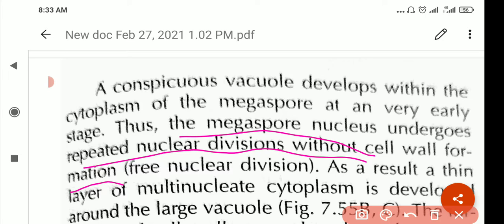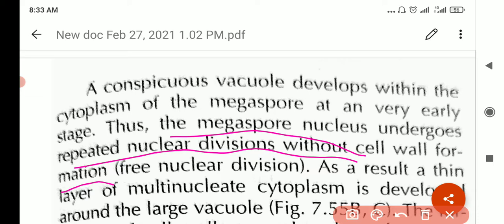Suppose, hypothetically, one nucleus is divided into two and then wall formation happened. That becomes two cells. They are not free nuclei. But here, from one nucleus it divided into two, but there was no formation of a wall. So the nuclei are all in the same cytoplasm. So we say free nuclear division.